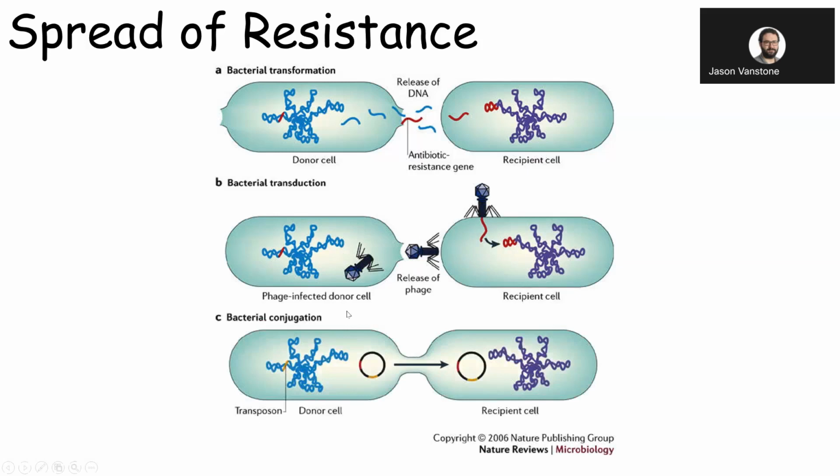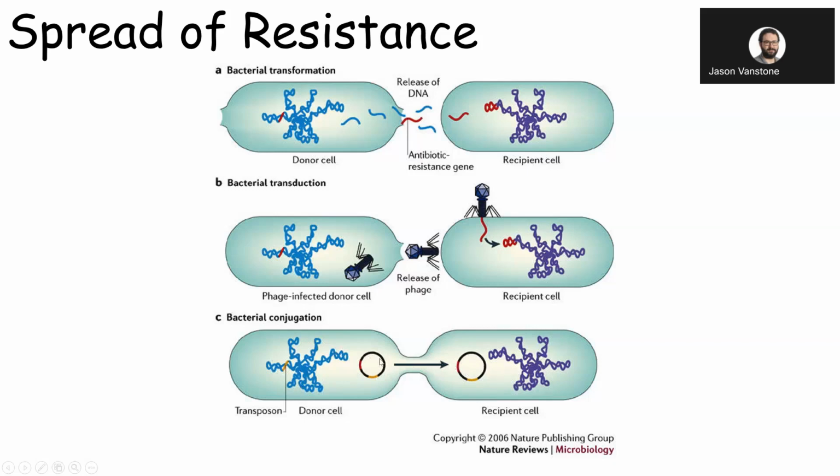The last way that we can talk about bacteria getting resistance genes is through bacterial conjugation. So this is where these plasmids will come into play again. This is kind of the equivalent of bacterial sex, where one donor cell will create a connection between it and its recipient cell, and it's able to transfer plasmids through that connection. And then that, again, confers antibiotic resistance to the recipient cell.